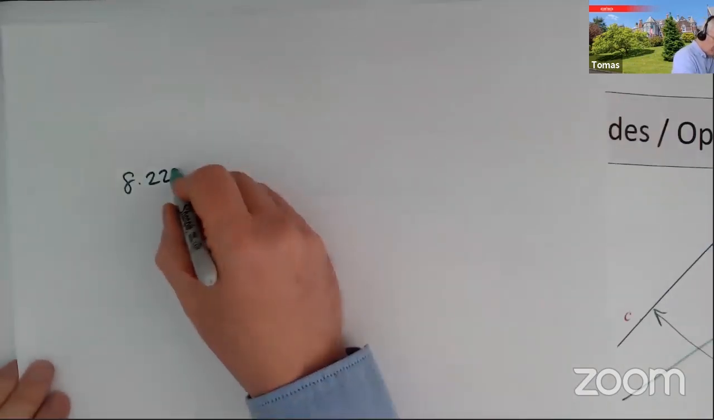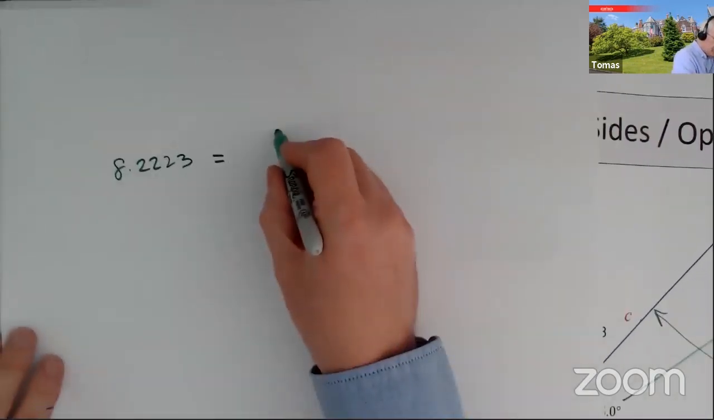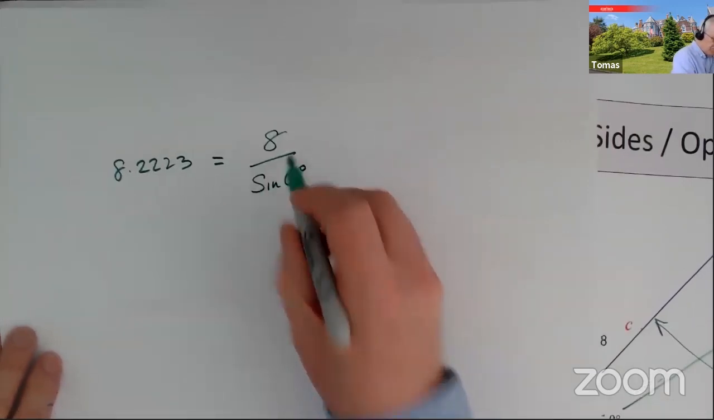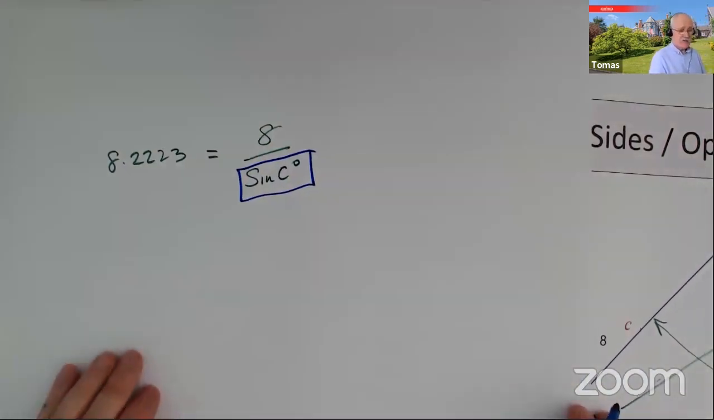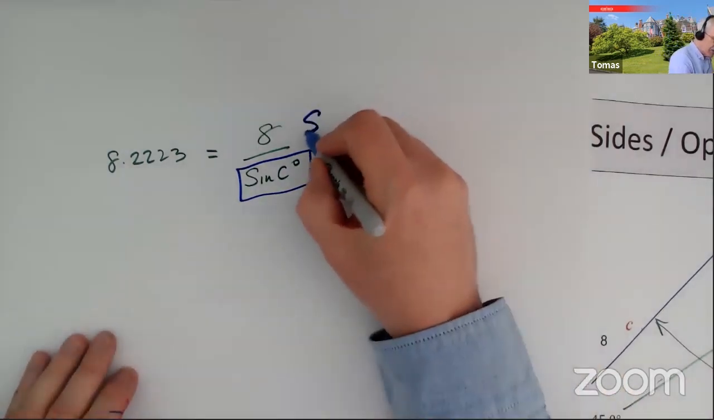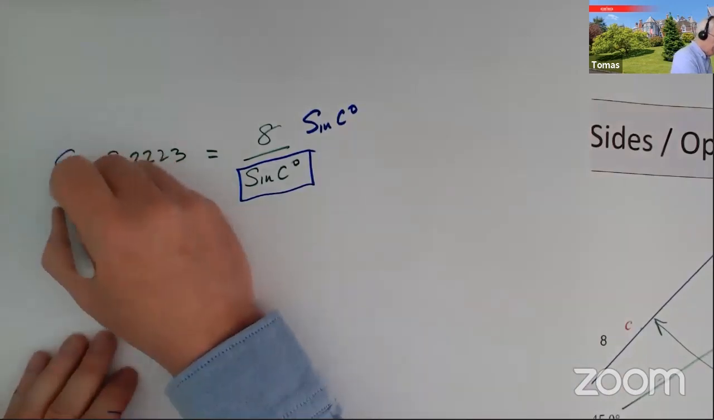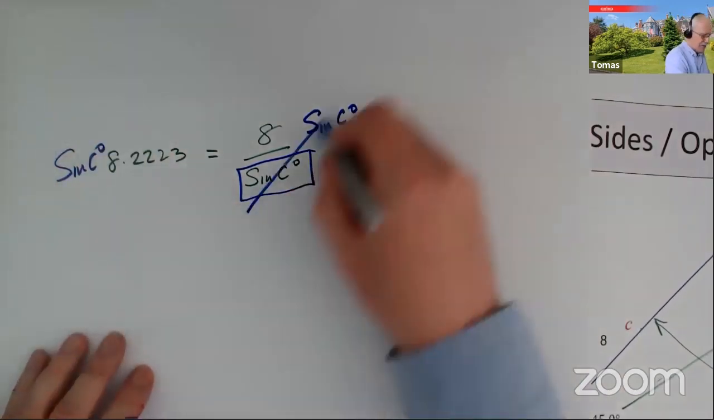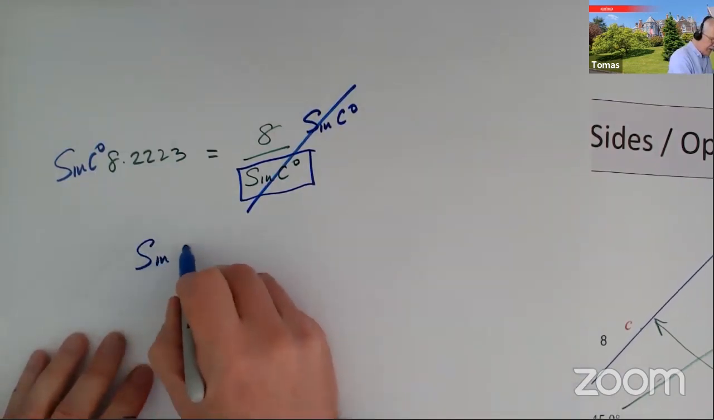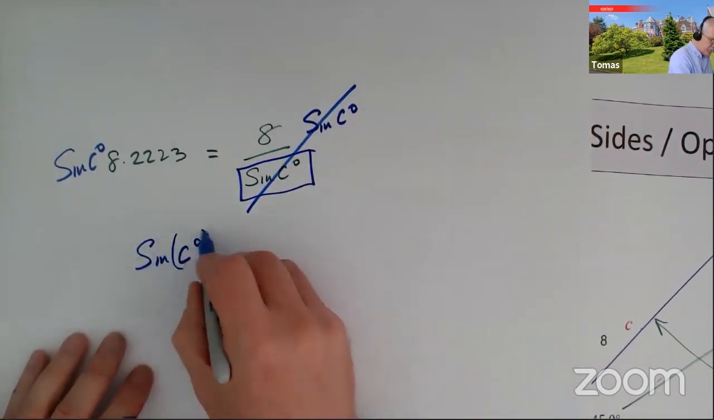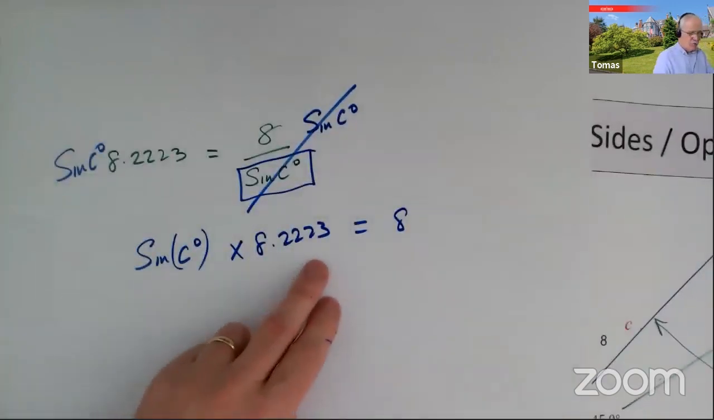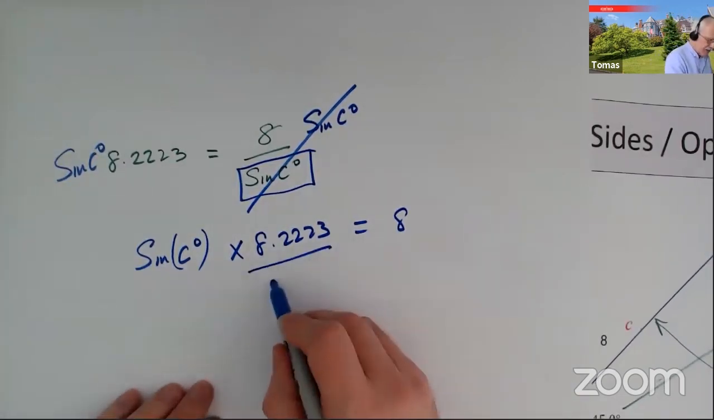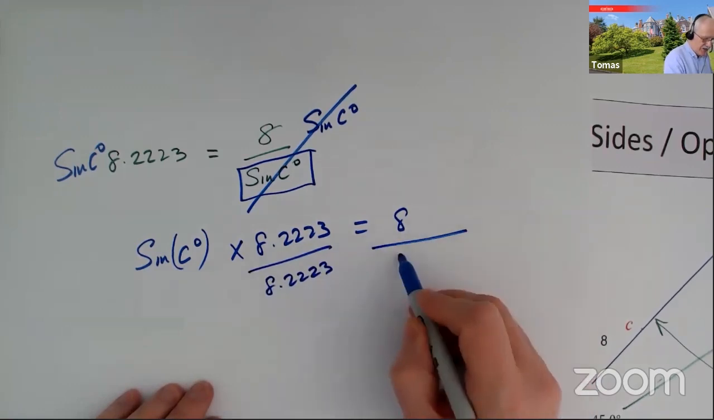So 8.2223 is equal to 8 over sine C. I want sine C. I prefer sine C to be on the top and on the left-hand side. So I'm going to multiply here by sine C to get rid of it from the bottom, and therefore I have to multiply here as well. And that cancels that. So now I get sine C times 8.2223 is equal to 8. I really don't like this multiplier here, so I'm going to divide by that, and divide by it here too.